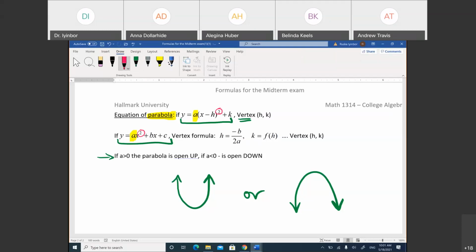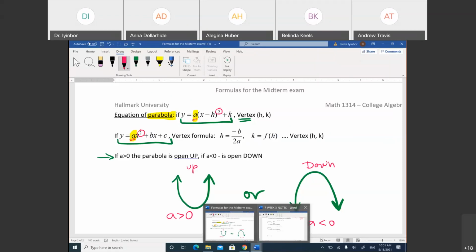Okay? So the number in front of the square tells you if the parabola opens up or down. If A is a positive number, the parabola opens up like this. If A is a negative number, the parabola opens down. The graph looks like that. Make sense? So that's the rule.